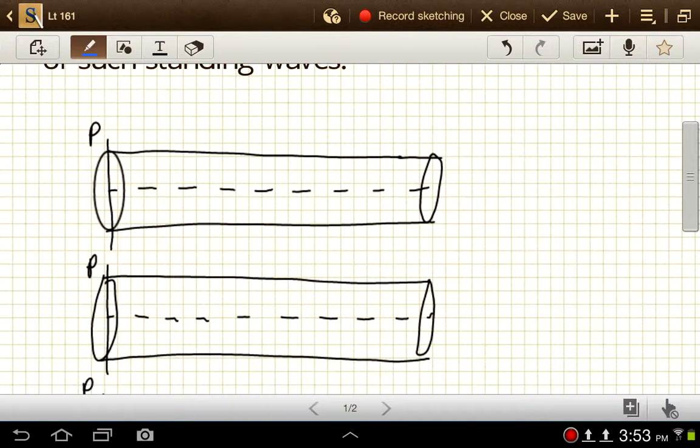I don't know if we really have anything where both sides are closed off. I don't think we'd do any instruments like that, but I'm not sure about that. I don't remember hearing about any like that anyway.